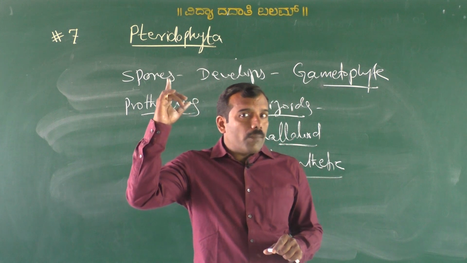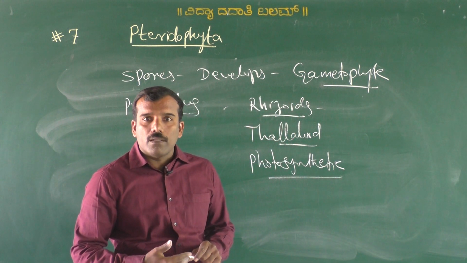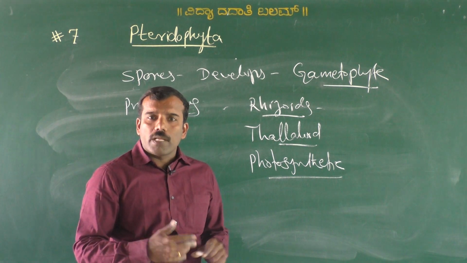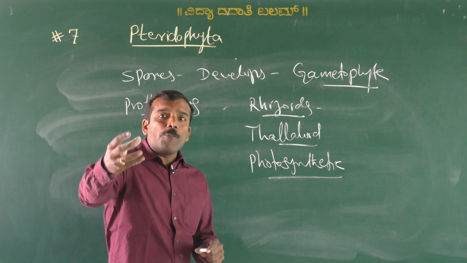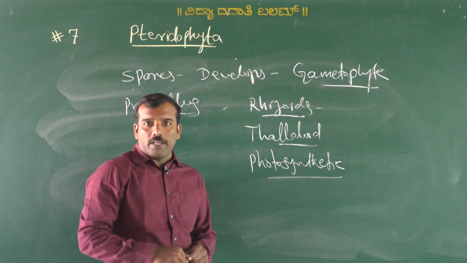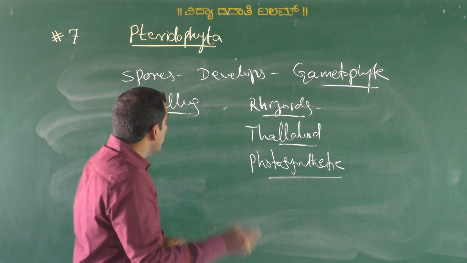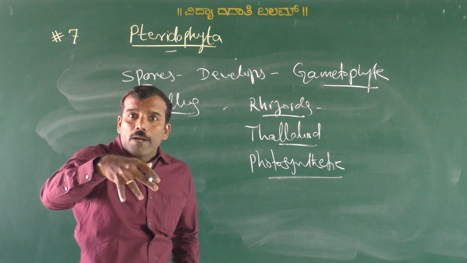Just think about bryophyta. First phase is gametophyte. They produce gametes. Gametes are fused to form zygote, zygote develops into sporophyte. The sporophyte depends on gametophyte for food and nourishment. They are not independent. But here, in pteridophyta, the plant body is an independent plant body, sporophyte.